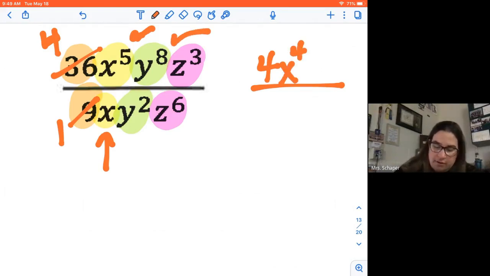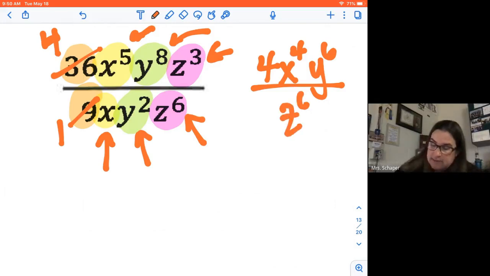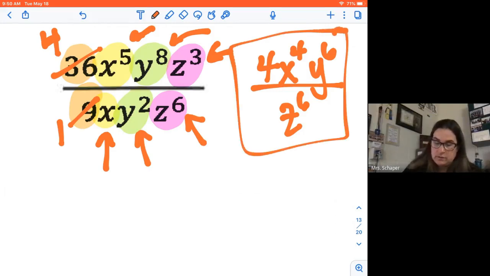Y to the 8th. I've got 8 in the numerator, 2 in the denominator. I've got 6 more in the numerator, so y to the 6th stays up there. 8 minus 2 is 6. And now I'm going to look at the z's. 3 in the numerator, 6 in the denominator. So I have 3 more in the denominator, z to the 3rd. There's my simplified answer.